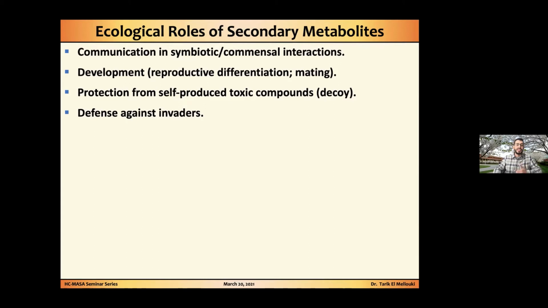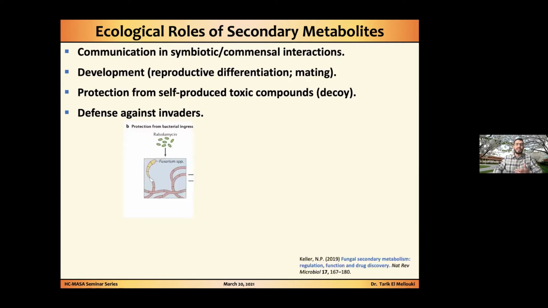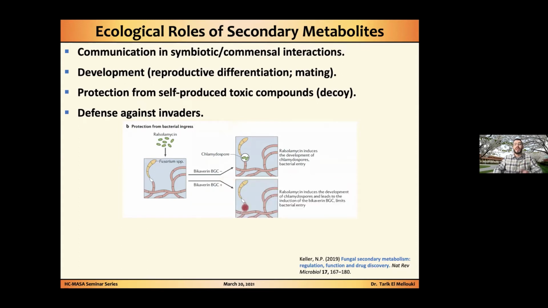For example, a fungus against bacteria. So here is the example of a Fusarium species that is protecting itself from a bacterial invader called Ralstonia, which produces ralsolamycin. If you don't have the BGC in this particular Fusarium species, then the bacteria are able to grow and invade the cells and cause harm to this fungus. But if the BGC, called the bikaverin BGC, is present, this can halt the growth of the bacteria and prevent the harm to the microbe.